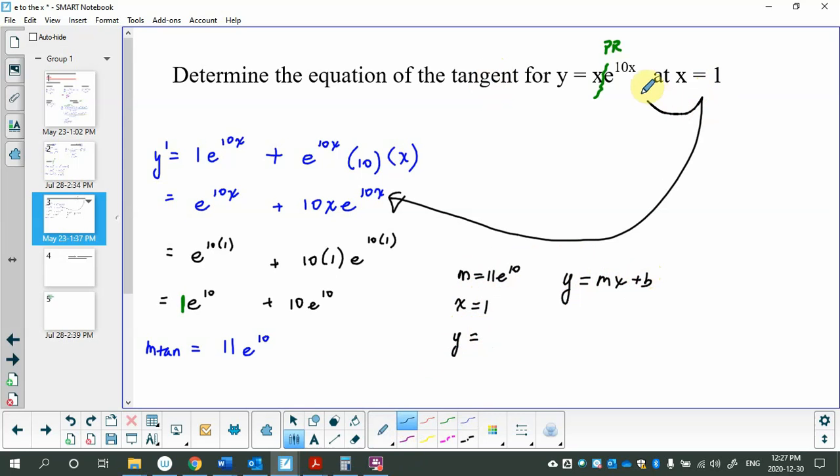So remember how to find your y, and that is to stuff the x into the y. This gives you y, not y prime, not the same thing. So y equals 1 e to the 10 times 1, which is e to the 10. So your lines aren't always as pretty as they were in the past. So input: e to the 10 is the y, 11 e to the 10 is the m, 1 is the x, b is the unknown.